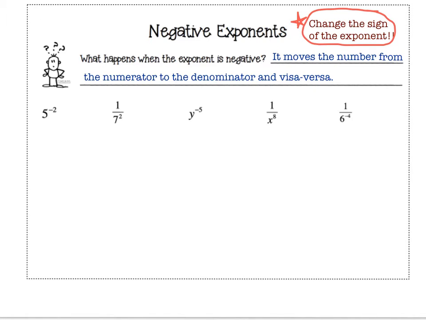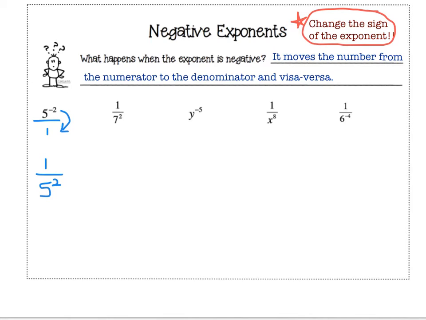The first example is 5 to the negative second power. If I think of this as a fraction, I can just put it over 1. And if I want to move my 5 to the negative second power down to the denominator, I'm going to write my negative second power as a positive second power because I'm changing the sign of my exponent. Because I don't have anything in the numerator right now, I'm going to use 1 as a placeholder. So 5 to the negative second power could be written as 1 over 5 to the positive second.